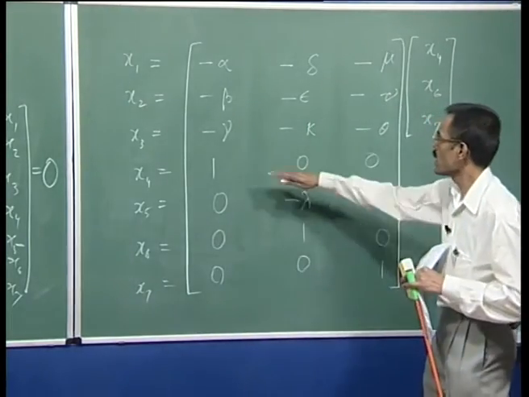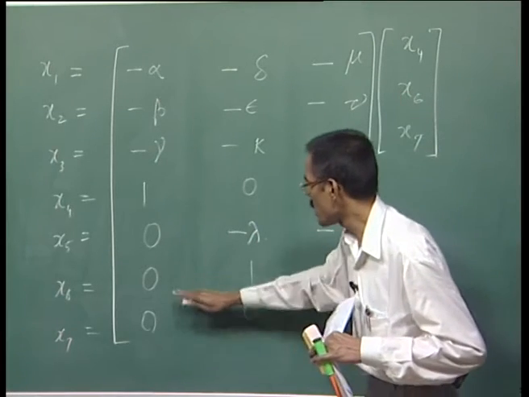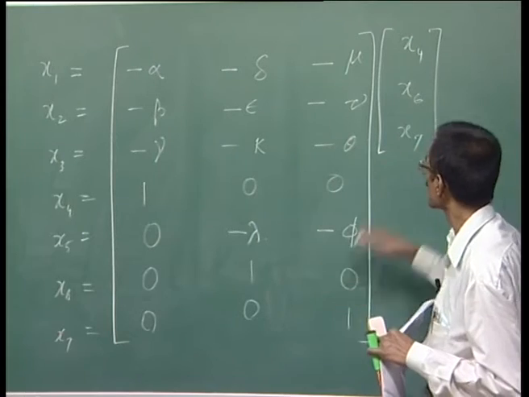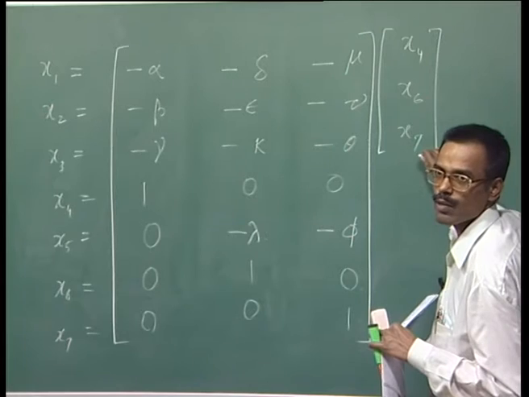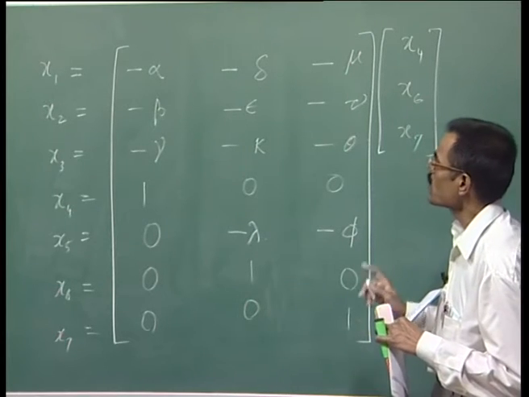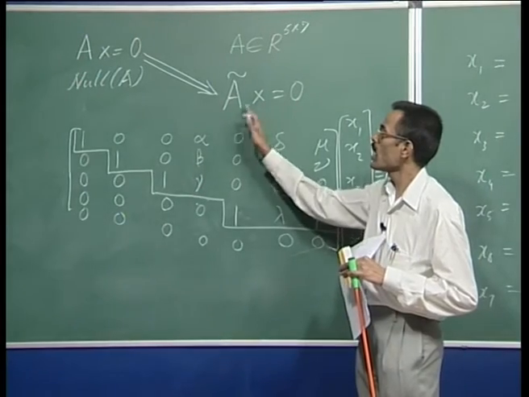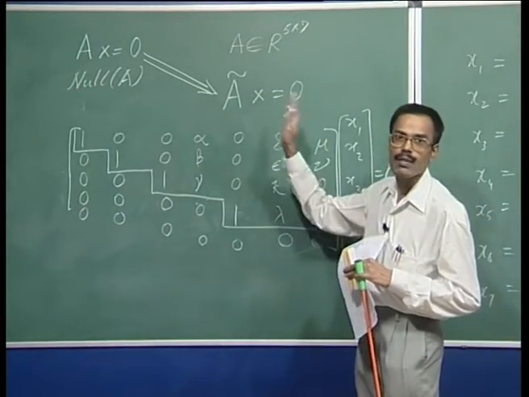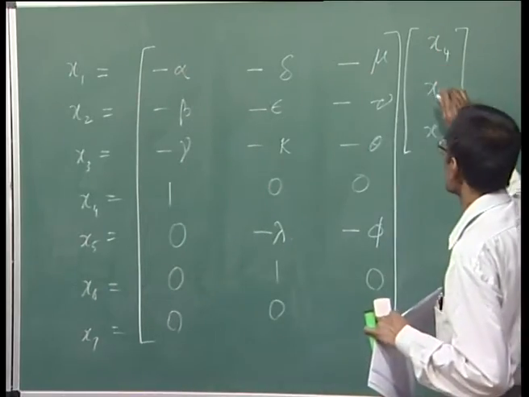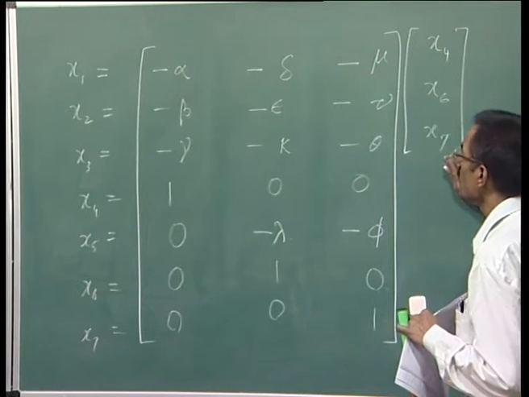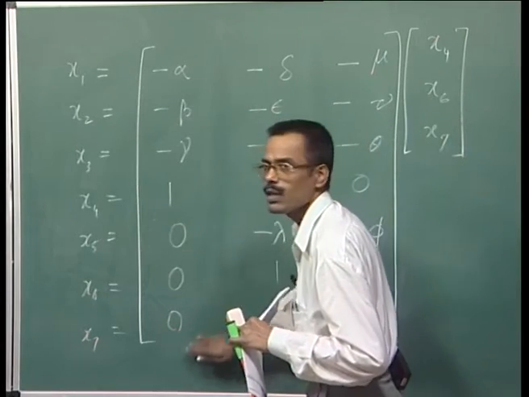Right. x4 is simply x4, 1 into x4 plus 0 into everything else. x6 and x7 are similarly 1 into x6, 1 into x7 and nothing else. The other variables are expressed in terms of x4, x6, x7. That means that this system will have a solution as any vector x in which these three variables can be chosen at will, and after the choice of these three variables, the rest of the variables get defined by this.